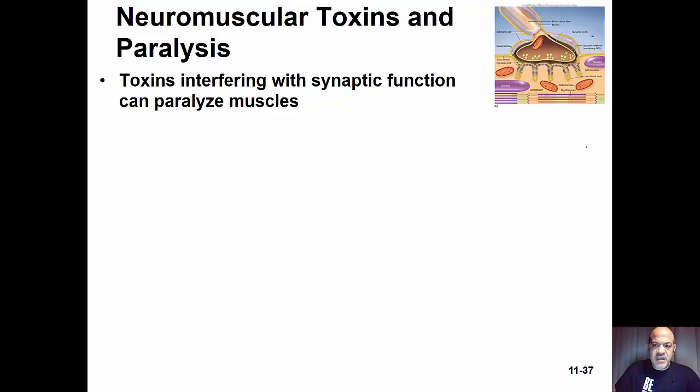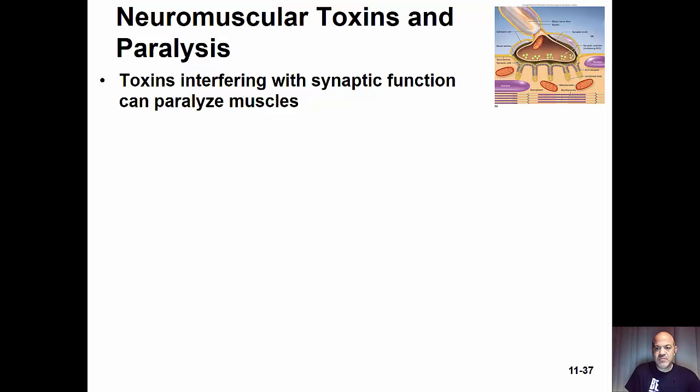So now that we have an idea of how a nerve cell interacts with a muscle cell at the neuromuscular junction, we can understand when toxins affect the system and can cause paralysis, where you can't move your muscle. The toxins can interfere with specific functions of the communication between the neuron and the muscle cell, and when that occurs, you can get paralyzed.